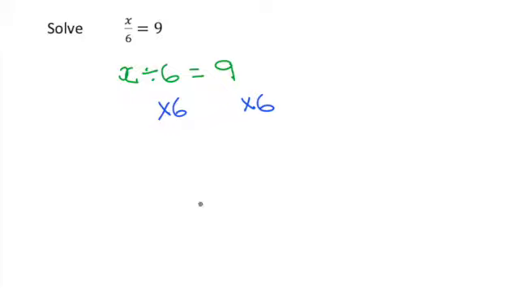This is going to leave me with x divided by 6 times 6, so that's just going to simplify to 1, so it's going to be 1x, or we can just say x. We keep that equal sign, and now we have 9 multiplied by 6, which we can say is 54. So that means x is equal to 54. How do I check that I'm correct? Well, I go back into my original equation. If I put 54 there instead of x, does 54 divided by 6 equal 9? Well, yes, it does. So my answer is correct.